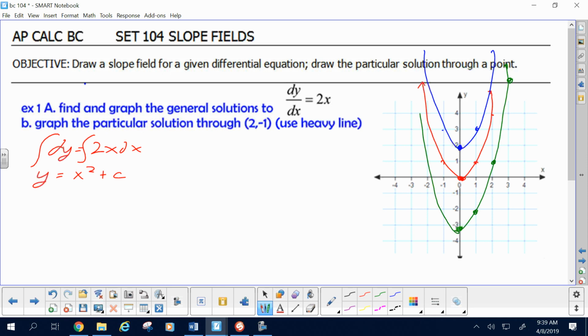We get lots of possible solutions. Lots and lots of solutions. I could keep going, obviously. Now, if I asked you for the particular solution, then that means they're giving you a little more to go on. Yeah, it has a derivative of 2x, but it also originally went through the initial condition 2, -1.